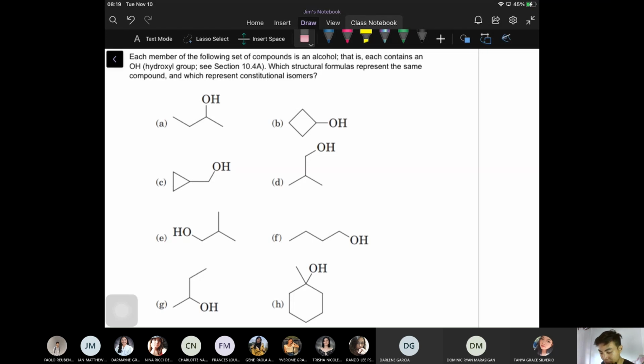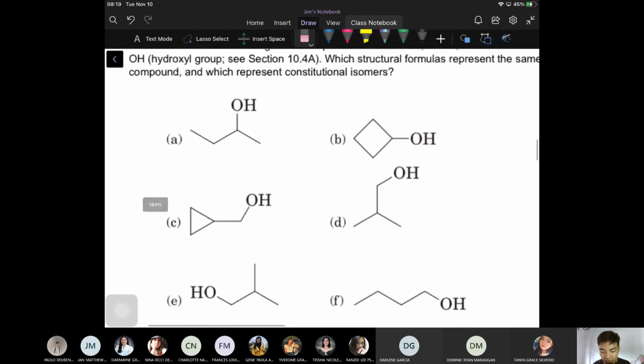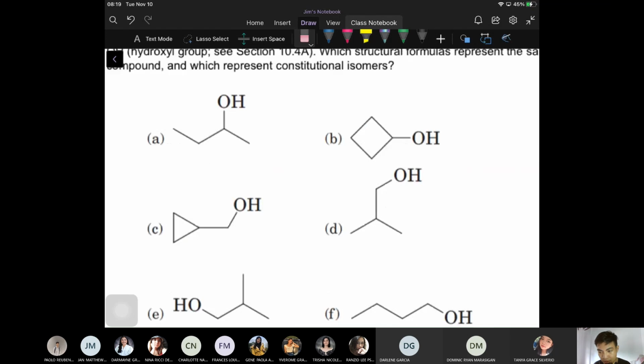Kunwari sa quiz, may ganyan. Hanapin mo yung mga isomers, hanapin mo yung mga hindi isomers. So, paano yun? So, ganito. One way to check kung sila ay may possibility na maging isomers is tignan mo yung molecular formula. Ngayon, gagawin natin, we will deduce the formula out of the structure.